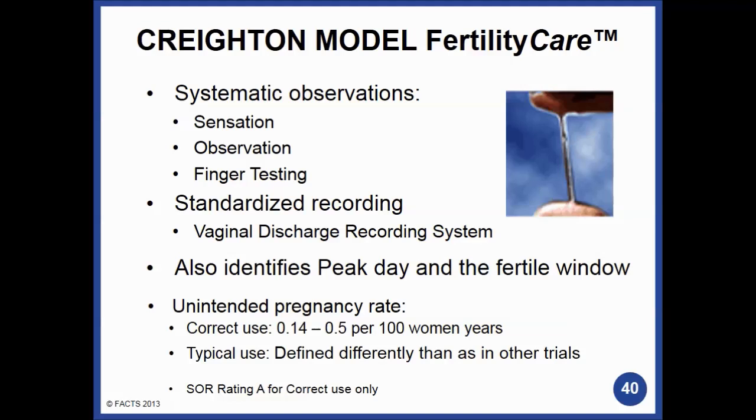With typical use, the Creighton model studies really looked at more so the intentionality of the couple, and that's where these methods are very different from contraceptives. A couple's intention can really change on a cycle by cycle basis versus looking at life tables over a year.